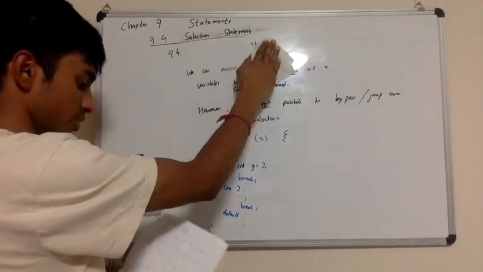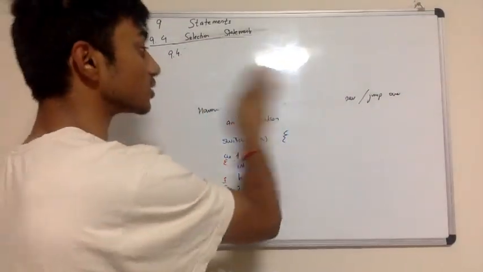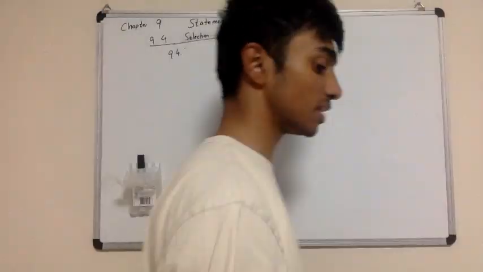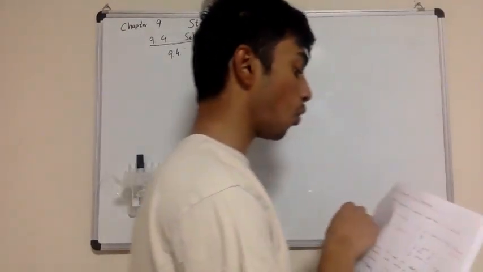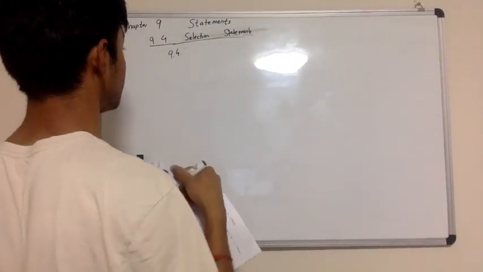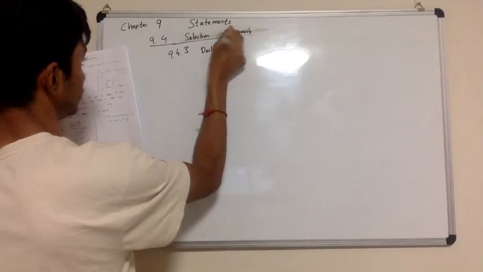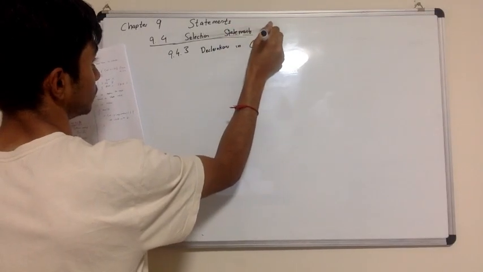9.4.3 looks at declaration conditions. So we said that a condition could be a Boolean expression, either implicitly or explicitly, or it can be a declaration. So declarations in conditions.